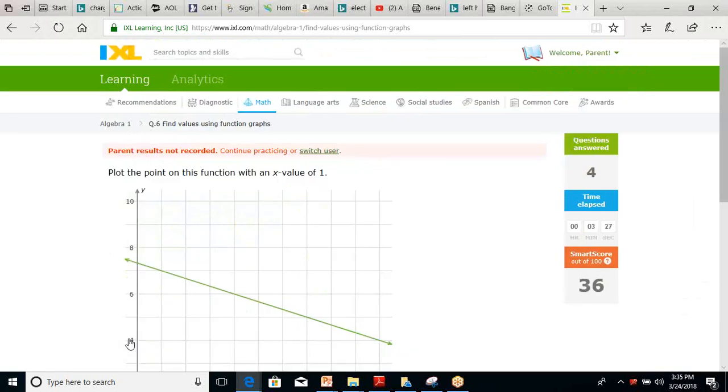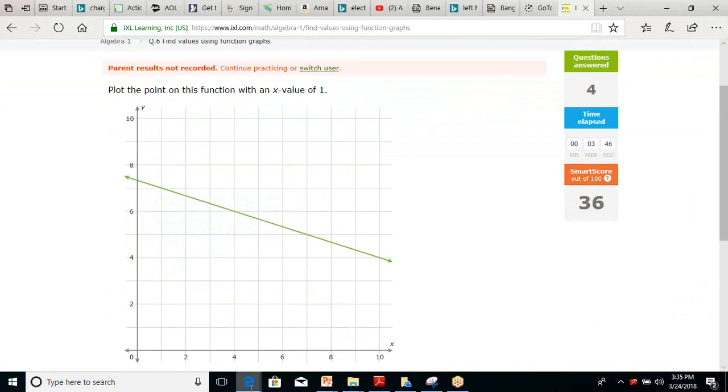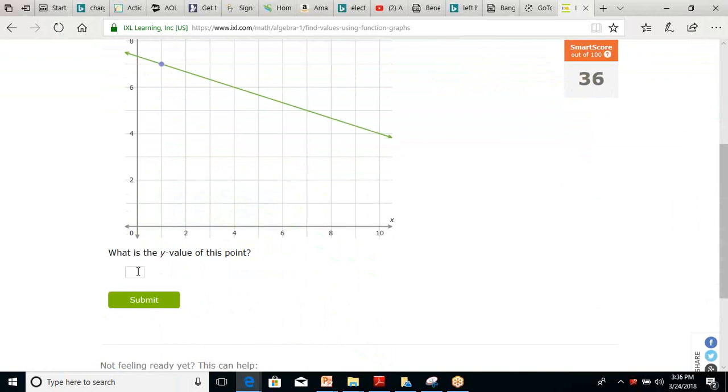So what you're seeing is that you can use the points to plot the graph, and then after you plot the graph, you can use the graph to identify points that you didn't use to plot it. All right, so plot the point in this graph with an x value of 1. So x value of 1, you come straight up, come across, and the y value is 7.